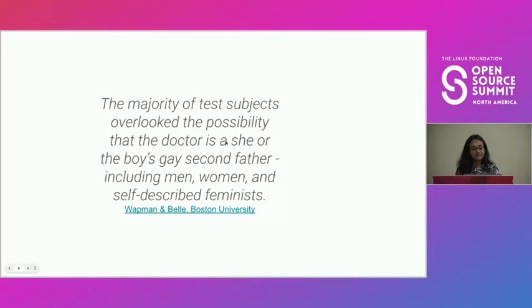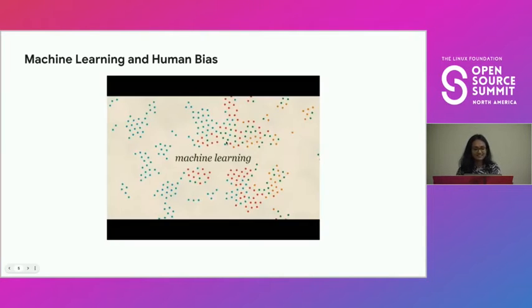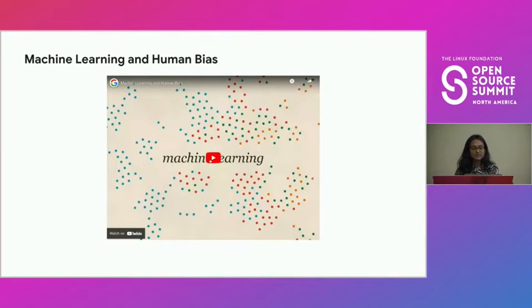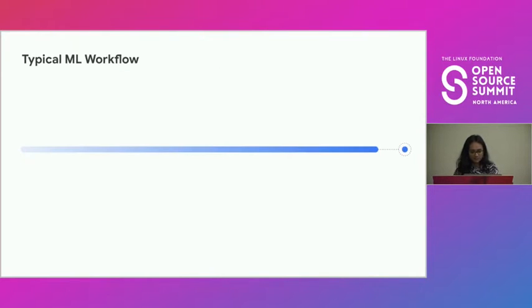But you are right. It could be that the doctor or the surgeon is the mother and the doctor is a she. And this was exactly what the study that was conducted in Boston University showed. That when you think of a surgeon, a lot of people who identify themselves as feminists also overlooked the fact that the surgeon could be a she or the boy is gay's second father and so on. So that's bias. And I'm gonna play a very quick video for all of you to think about machine learning and bias.